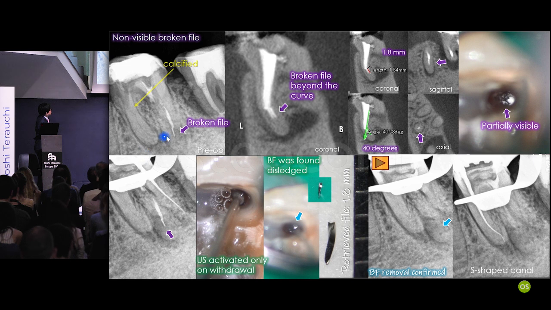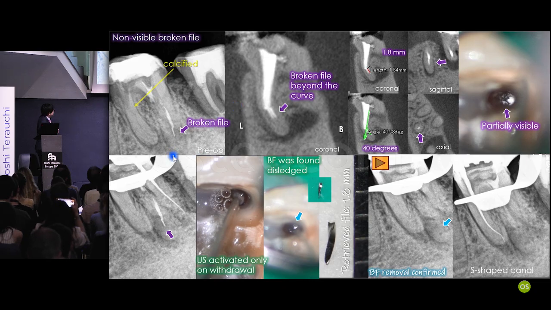And this is a broken instrument. You see the broken instrument in a straight root canal. However, if you take a CBCT, you see the broken instrument beyond the curve. This is the distal lingual canal. And you see the lesion associated with the root. But on the 2D radiograph, it's hard to tell.